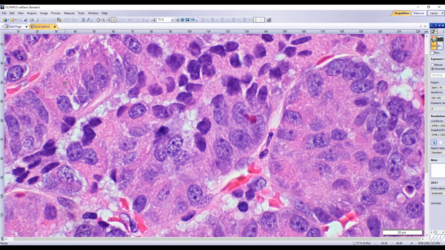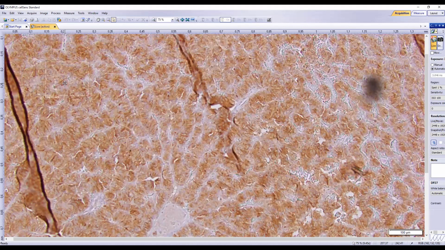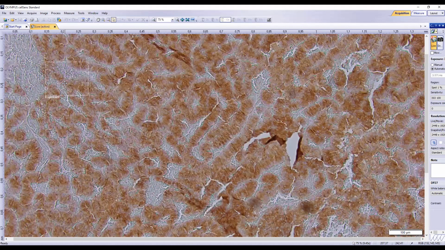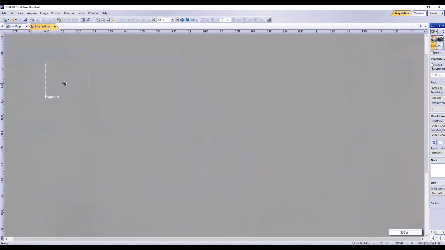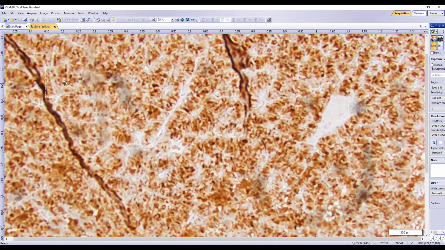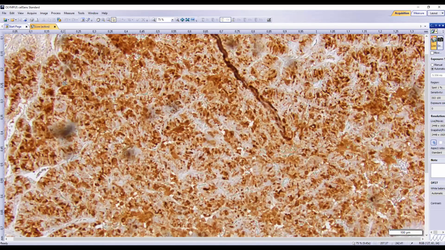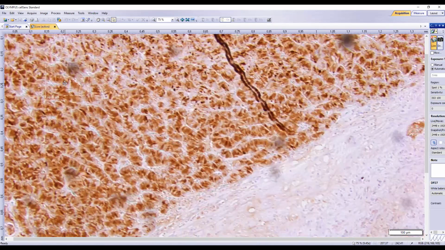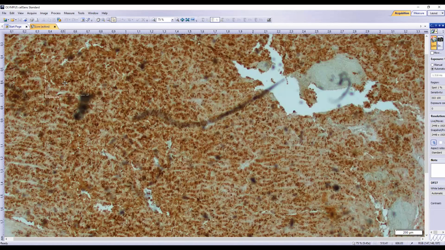So when we did stains, this is synaptophysin. The whole tumor is picking up synaptophysin, just like a neuroendocrine tumor would. And then we did chymotrypsin, and the whole tumor is picking up chymotrypsin, just like an acinar cell. See that?